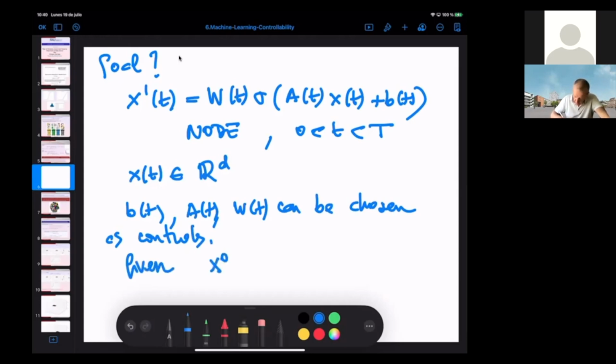a family of initial data, which can be capital N, these are the data to be classified. You see that capital N has nothing to do with the dimension D, right? N and D have nothing to do. D is the space dimension in which the points are moving.